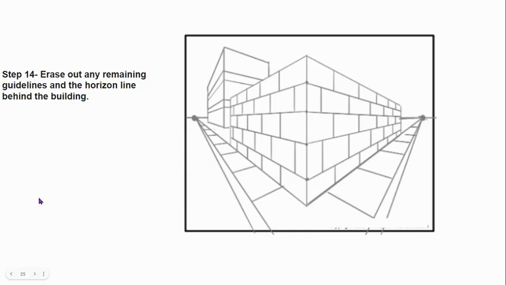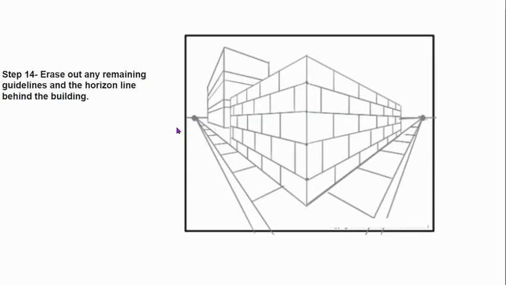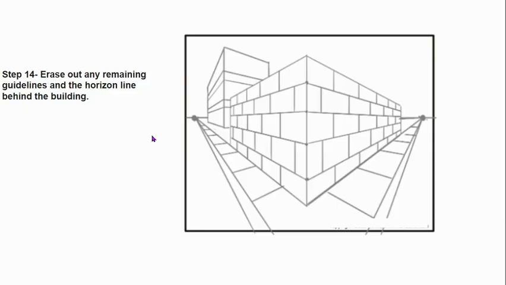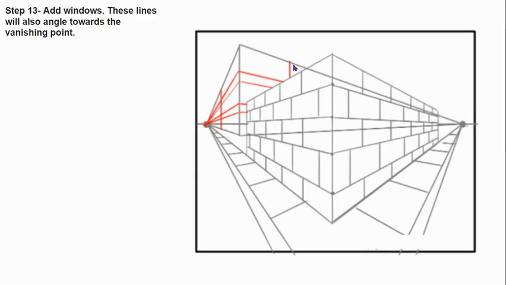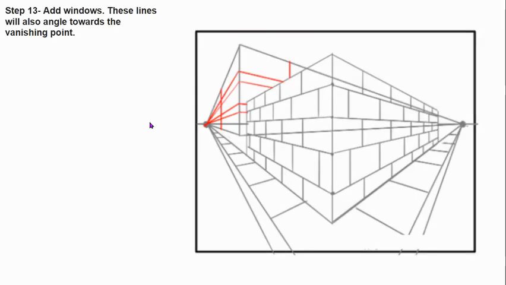Next, you will erase out any remaining guidelines and the horizon line behind the building. So here is your horizon line you need to erase. You will erase these lines as well. And then you'll erase this line so that you have just your building.